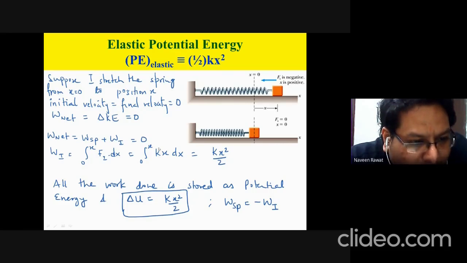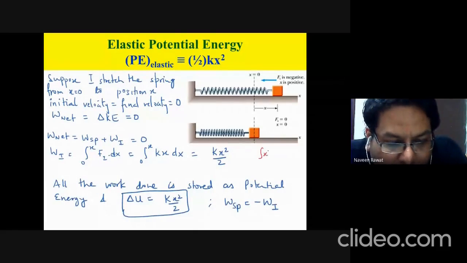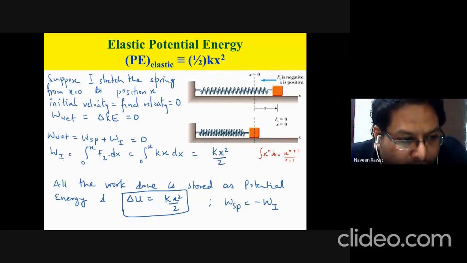And k, as we know, is the spring constant, so it is a constant value. It will come out of the integral, and you are left with the integral of x dx, and that is nothing but x squared by 2, right? The integral of x raised to n dx is just x raised to n plus 1 divided by n plus 1. Let me write that down. That is all we are using here. So you get that the work I have to do is kx squared by 2, and that is just the negative of the work that the spring does.